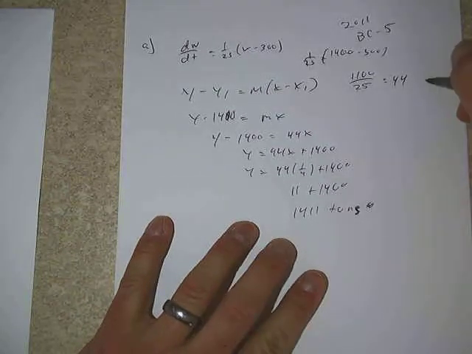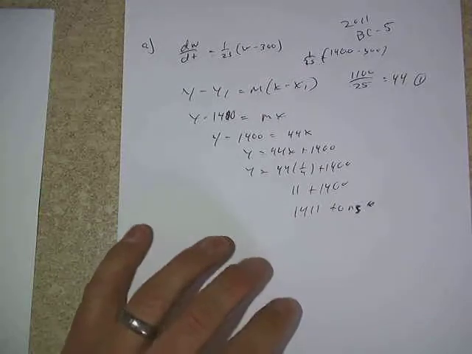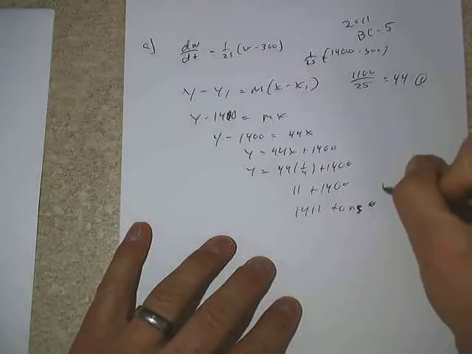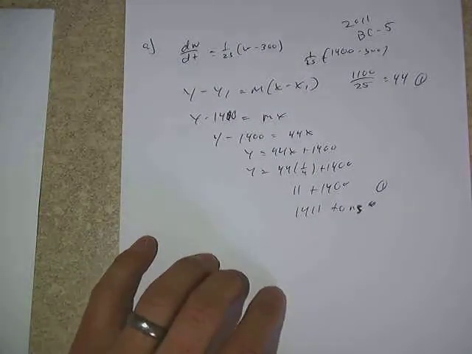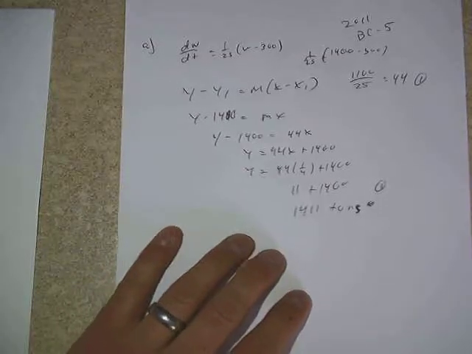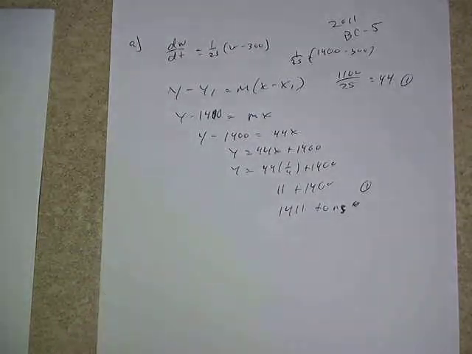All right. And that part A is worth 2 points. One for finding the derivative, so if you got that 44 derivative, a point for that. And then a point for getting the right answer. Final answer, 1,411.